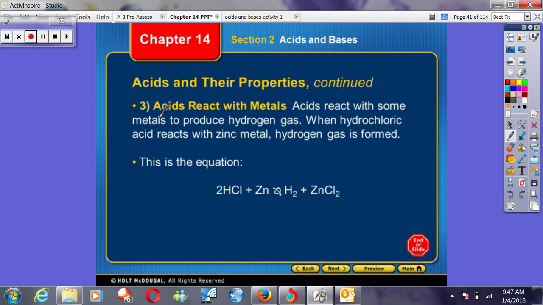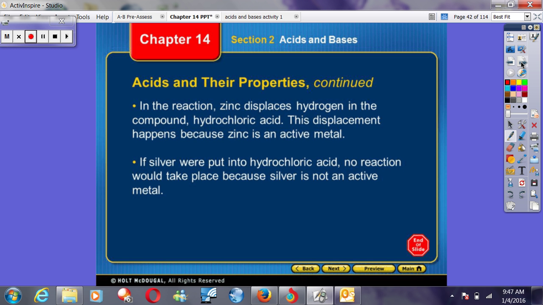Number 3 on your chart, acids react with metals. It says acids react with some metals to produce hydrogen gas. When hydrochloric acid, which I think was your stomach acid, not the sulfuric, reacts with zinc metal, hydrogen gas is formed. It's not going to mean much to you now, but just know number 3 was acids react with metals. You can pause anytime you need to.